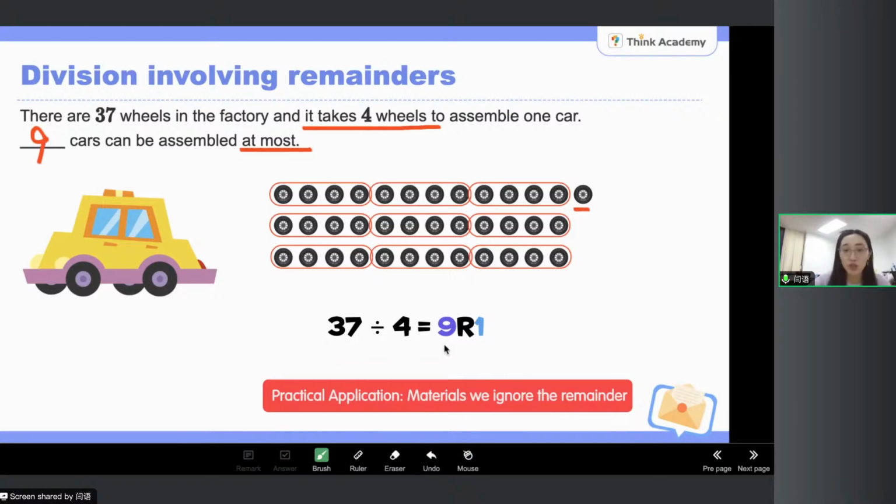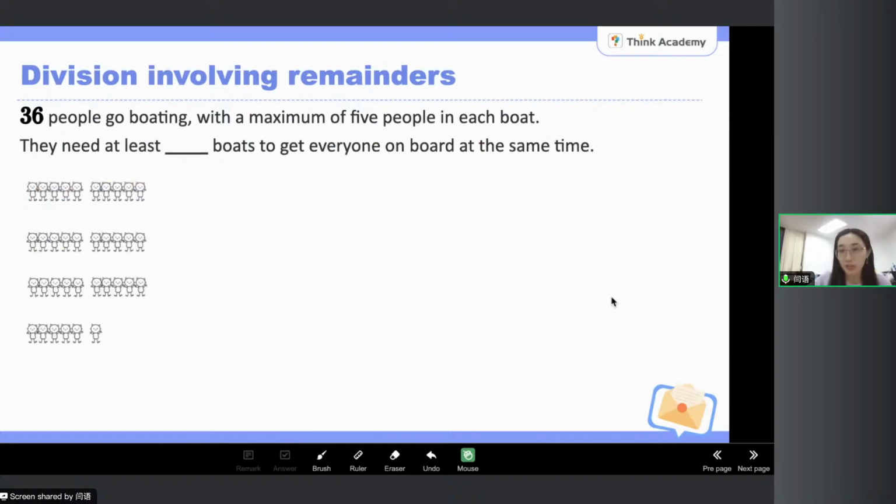And also here I want to show you, if the question is talking about the materials, then for the extra part, for the leftover, you can just ignore it. Okay? Materials, we ignore the remainder. But what about if I change the question a bit? Now you see, 36 people go boating with a maximum of 5 people in each boat. So they need at least how many boats to get everyone on board at the same time?